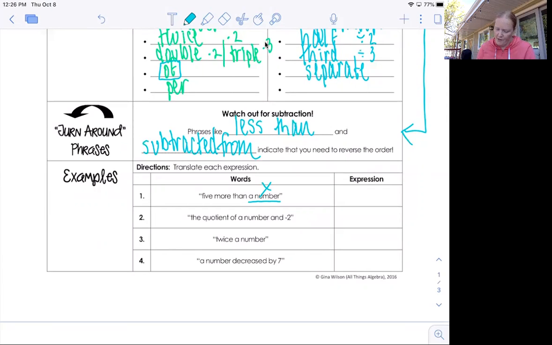Okay, cool. So 5 more than a number. Well, more than is from my plus operation. So I'm just going to write 5 plus X and I'm done.